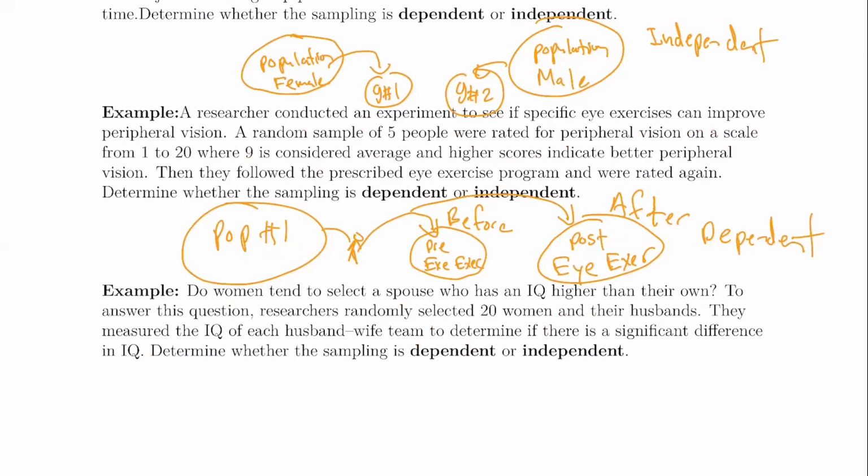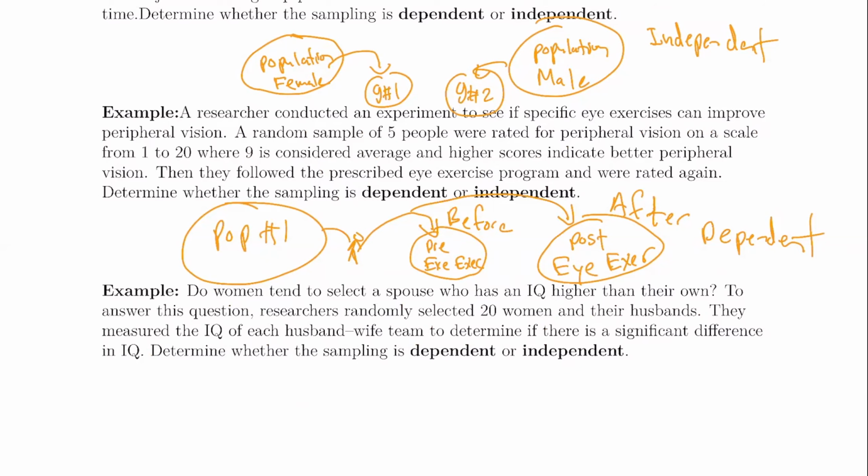All right, excellent. Last one. For this one, it says, do women tend to select a spouse who has an IQ higher than their own? To answer the question, researchers randomly select 20 women and their husbands. They measure the IQ of each husband-wife team to determine if they are significantly different in IQ. Determine whether the sampling is dependent or independent. So if you look at this one, you want to know if women tend to select a spouse who has a higher IQ score.